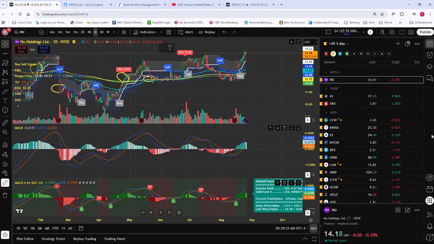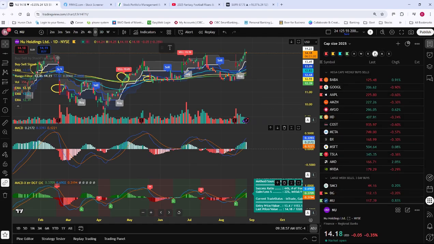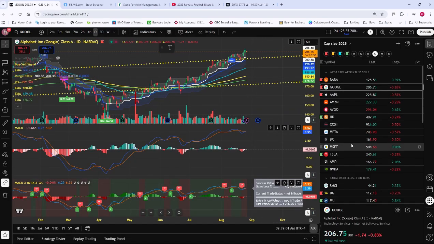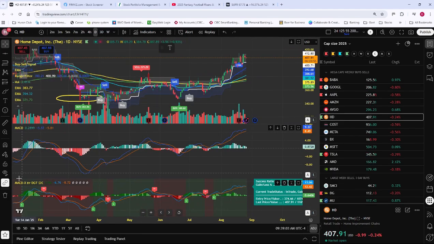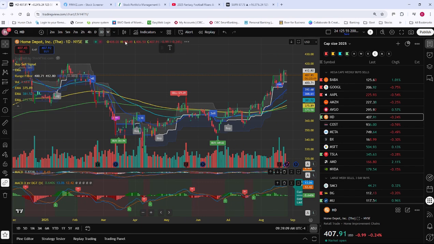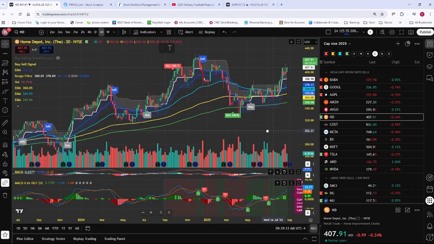And that would be, let's just take Google, and let's take a look at, actually I got too many indicators on that one. So let's take a look at Home Depot. We're going to go to the 3 day. It's going to give us a nice looking chart pattern here, and then we're going to do the same concept.